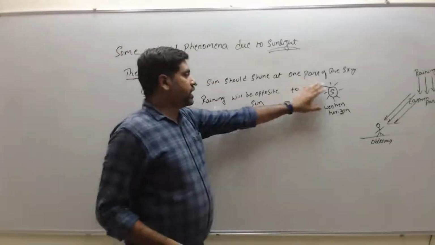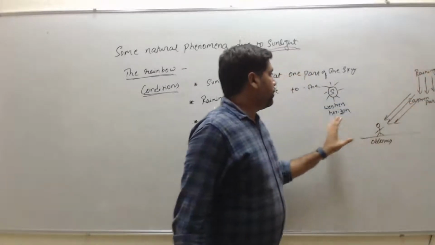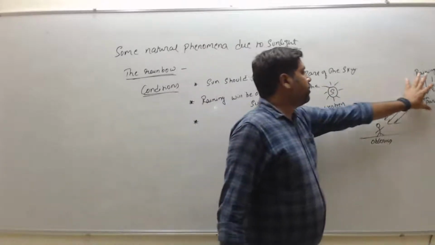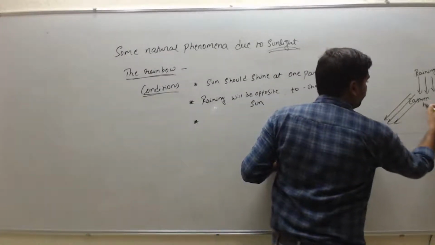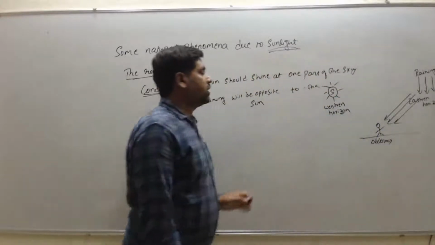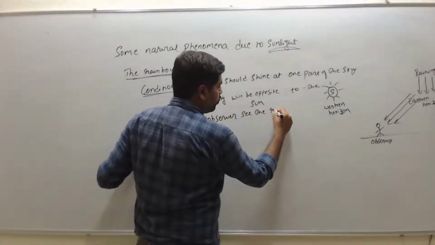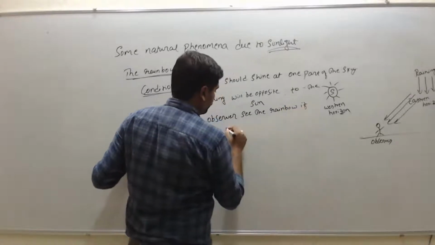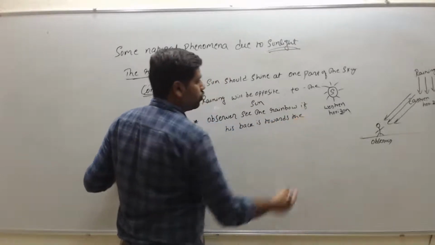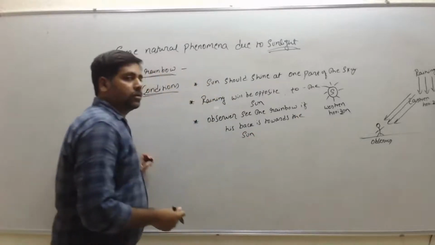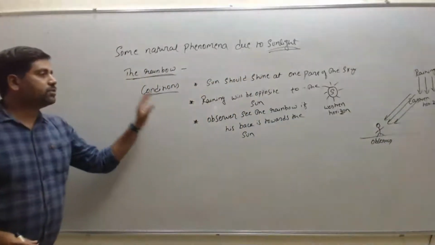So the first one is the sun should shine at one part of the sky and the raining will be at the opposite part of the sun. If we consider the sun is at the western horizon, then raining will be at the eastern part or eastern horizon, and the observer sees the rainbow if his back is towards the sun. That is, the sun is behind the observer, then he can see the rainbow. So these are the three conditions to see the rainbow.